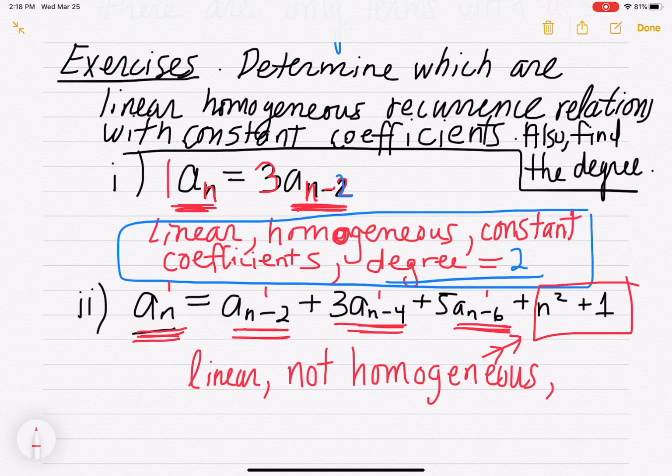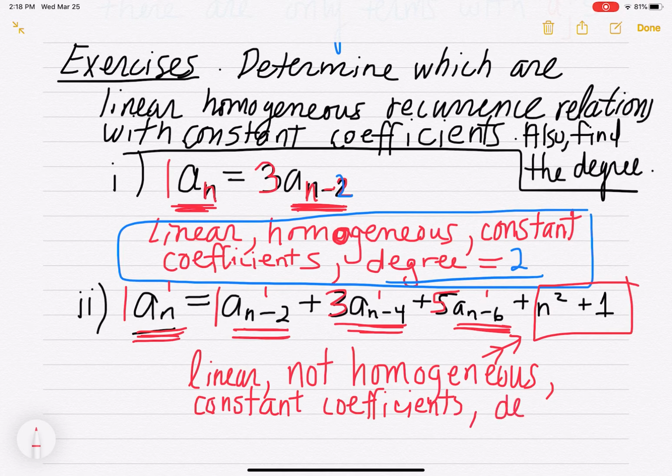Constant coefficients, yeah. So that's when we're looking in front of the a_j's. We have a 1 here, right? We have a 1 here. We have a 3 here. We have a 5 here. So we have constant coefficients. We don't have any varying coefficients, like n's or anything like that.